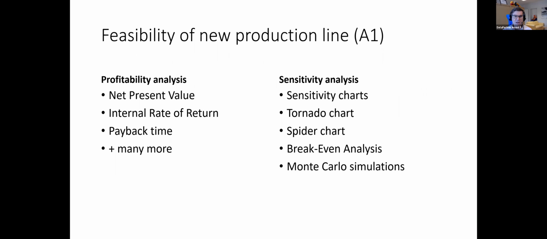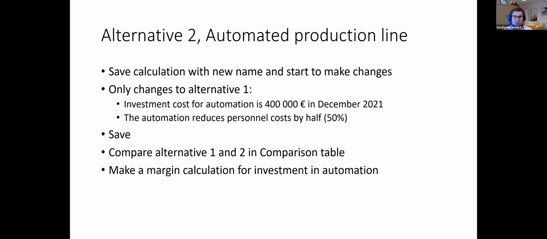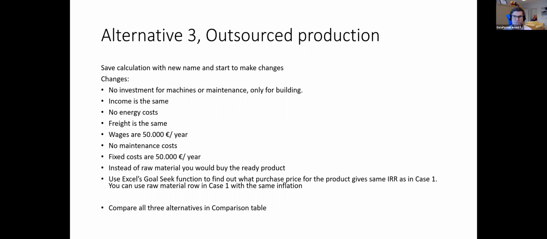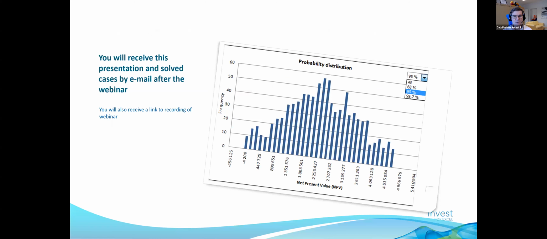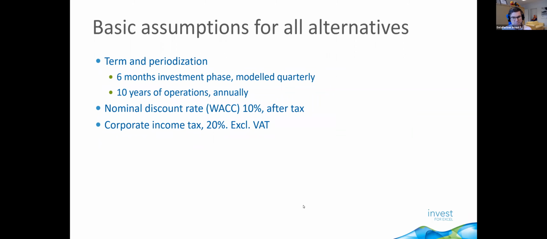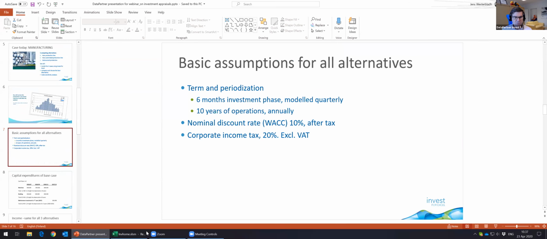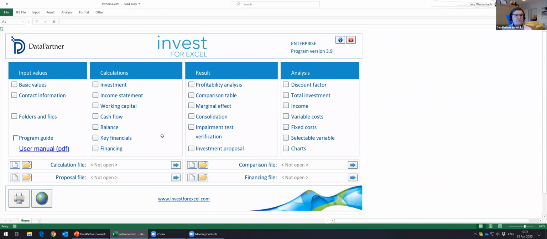But once we have modeled the case, we can look at profitability with the different indicators. And then I think we will make the sensitivity analysis on this case number 1, A1, new production line, and then we will look at the other alternatives, which are specified here later. There is the automated production line numbers for that one, and then the numbers for the outsourced production. So that's basically the case. I will now switch from PowerPoint to Invest for Excel.